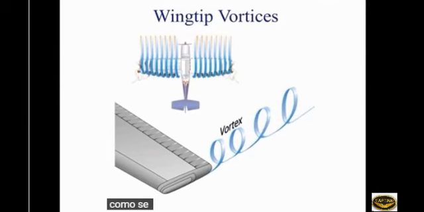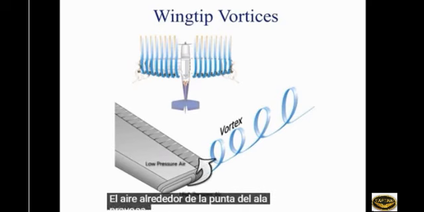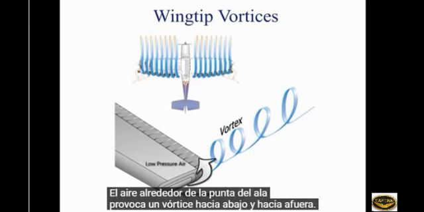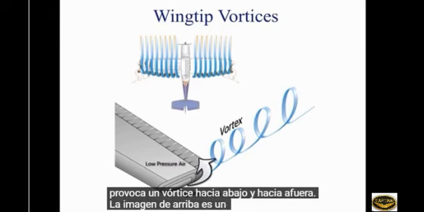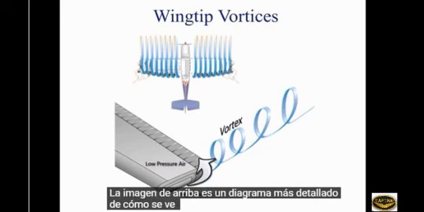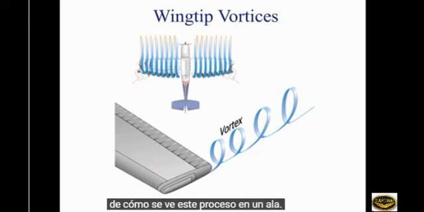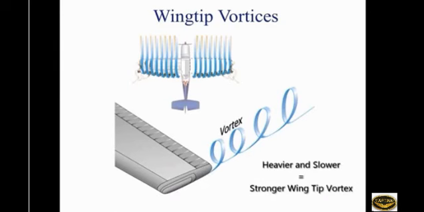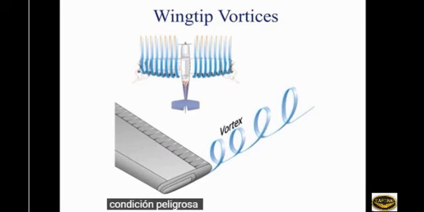As stated previously, wingtip vortices are caused when the high pressure below the wing attempts to rejoin the low pressure air around the wingtip, causing a downward and outward vortex. The above picture is a more detailed diagram of how this process looks on a wing. The heavier and slower the aircraft, the greater the angle of attack and the stronger the wingtip vortices. Wingtip vortices lead to a potentially hazardous condition called wake turbulence.